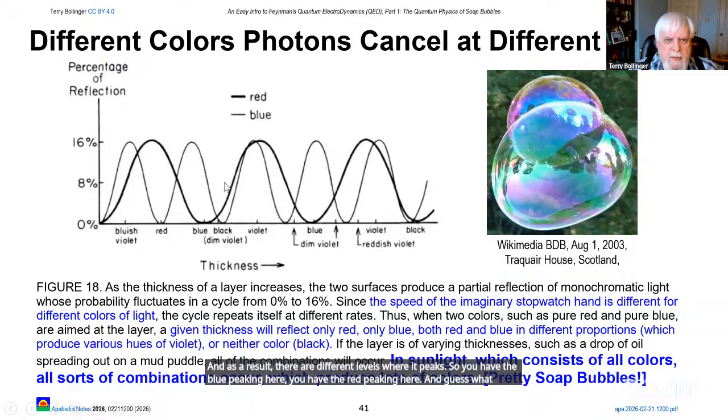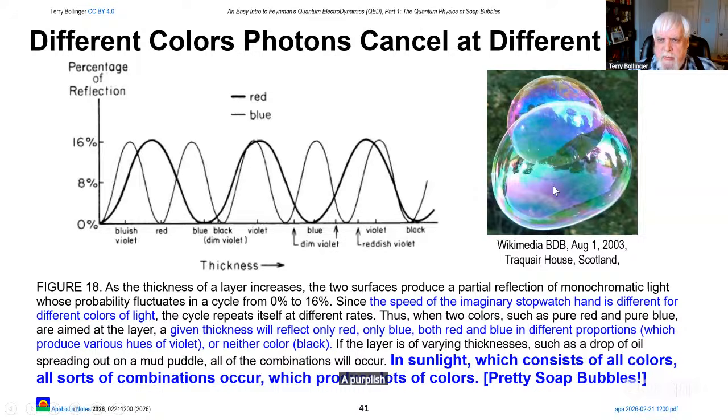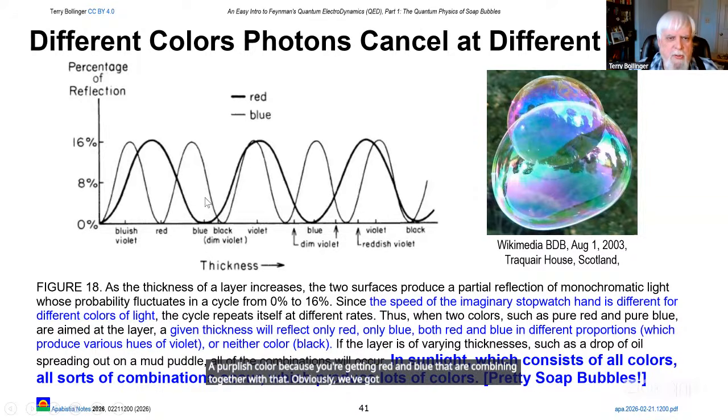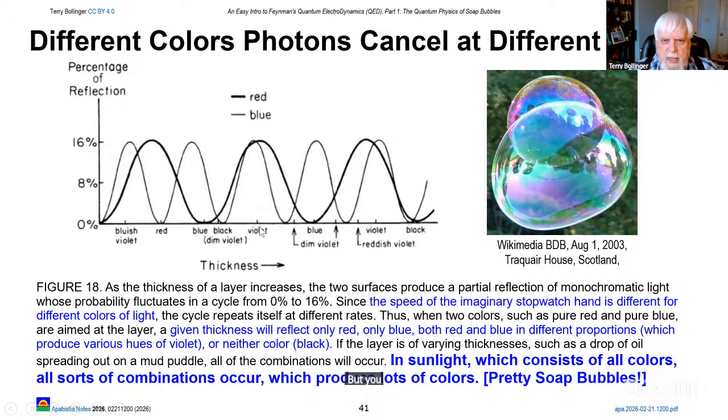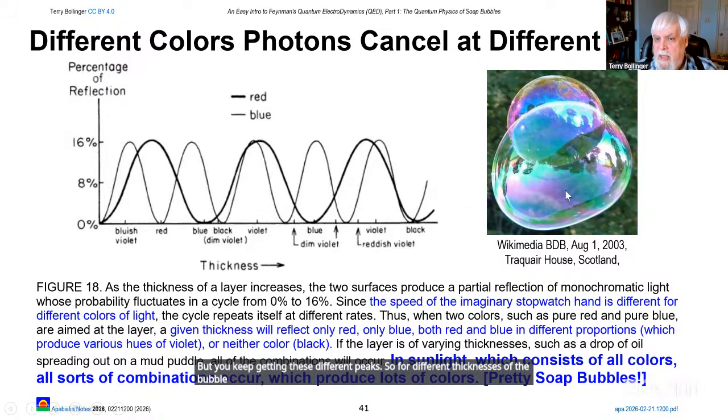You get kind of, and I don't know for sure if you can see the arrow I'm pointing, but this peak gives you something like this, a purplish color, because you're getting red and blue that are combining together with that. Obviously, we've got some green in there too to throw some more confusion in, but you keep getting these different peaks. So for different thicknesses of the bubble, you can actually wind up with repeats. You can see the same color playing over and over again as the bubble gets thinner.